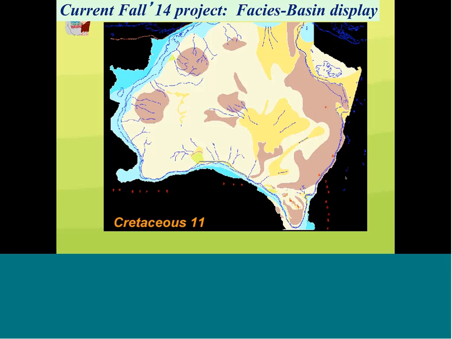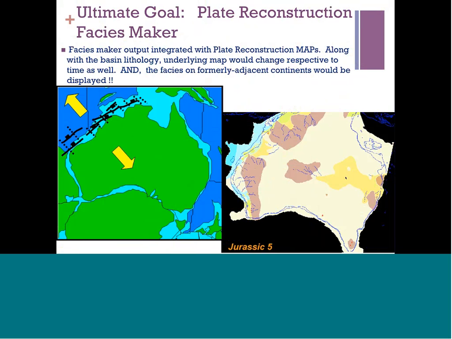Another current project is being worked on in conjunction with the GPlates group out of Australia, who we heard from at the last webinar. And we hope to integrate the Facies Maker output with plate reconstruction maps from GPlates. So we would have the map changing in space and time as we saw in GPlates, and while they were moving, you would also have the image of the facies changing in time as well. It would be kind of a merging of these two images and data sets.